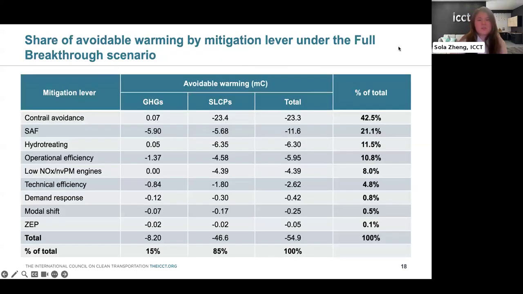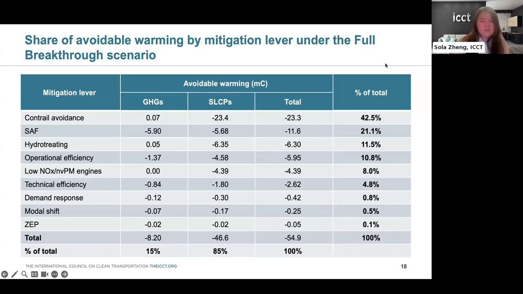And the last key results that we wanted to highlight today is how the avoidable warming in the full breakthrough scenario distributes across different mitigation levers. And you will see here that contrail avoidance dominates the avoidable warming in this scenario at over 40%. It's followed by SAF at 20% and hydrotreatment and operational efficiencies both at around 10%. These top four levers combined will contribute about 90% of the avoidable warming in this scenario.